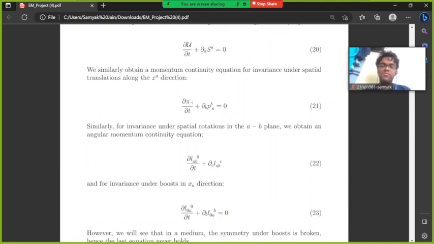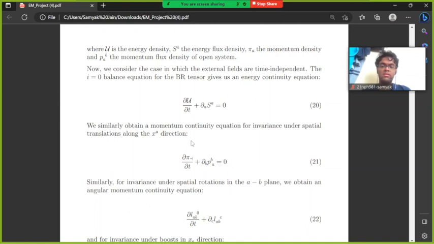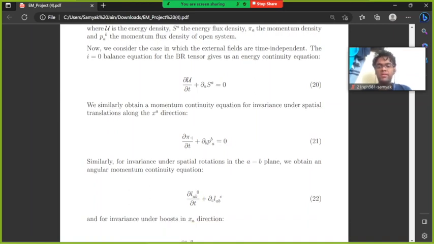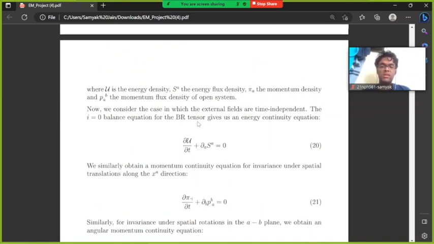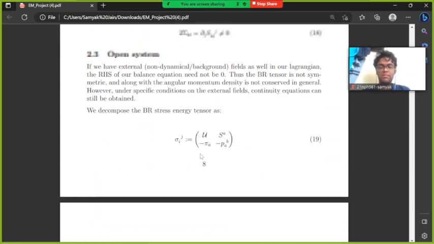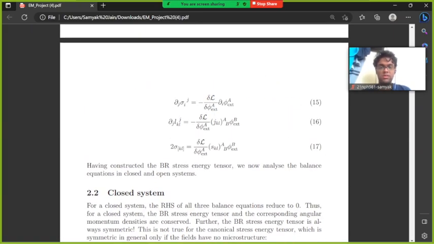We can do the same thing for invariance along a spatial translation. That is, the fields do not depend on a particular coordinate, and let's say this is the XA coordinate. Then we have a continuity equation by choosing the A component of the Hartree conservation equation, equation number 15.